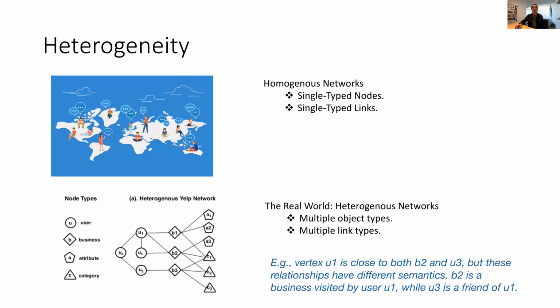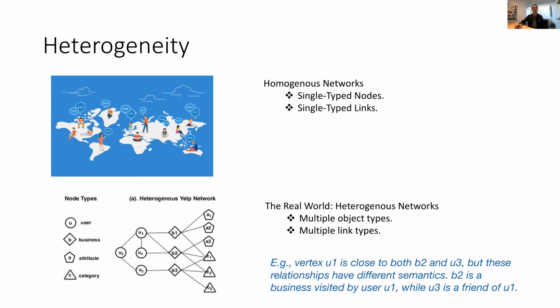Okay, so here's the example. Real-world information networks are always heterogeneous, which is different from the ideal scenario in a simple graph where all the nodes and links are single-typed. Real-world information networks contain multiple object and link types. For example, here is a Yelp network where users, restaurants, as well as the associated attributes and category information are linked together.